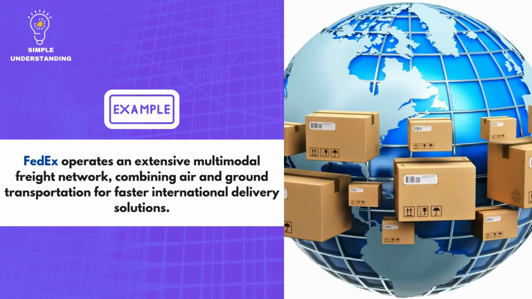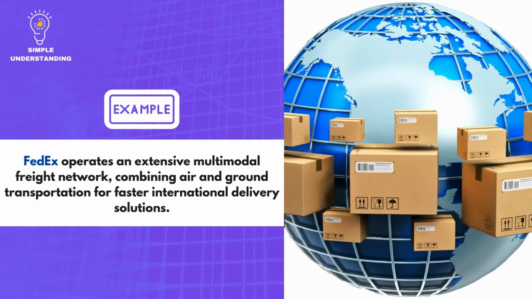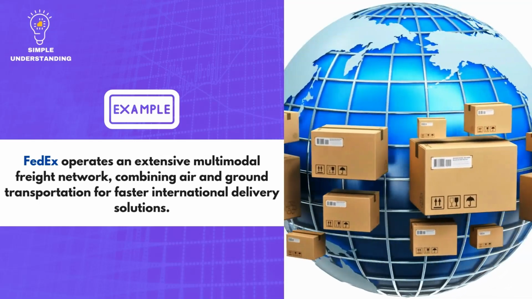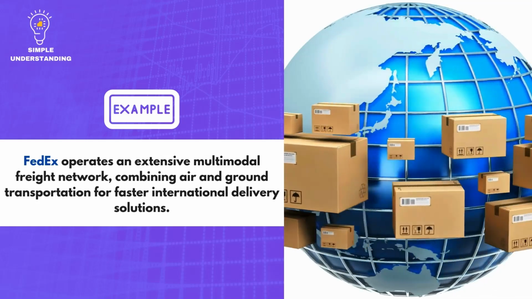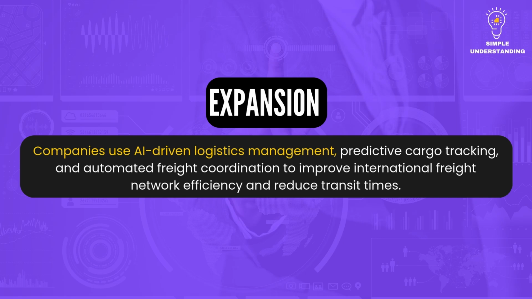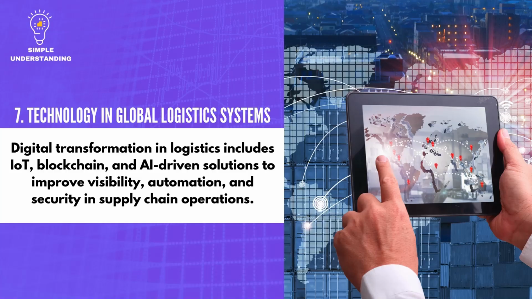Real company example. FedEx operates an extensive multimodal freight network, combining air and ground transportation for faster international delivery solutions. Expansion. Companies use AI-driven logistics management, predictive cargo tracking, and automated freight coordination to improve international freight network efficiency and reduce transit times.